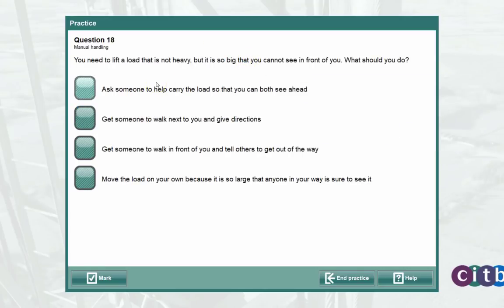You need to lift a load that is not heavy, but it is so big that you cannot see in front of you. What should you do? Ask someone to help carry the load so that you can both see ahead. Get someone to walk next to you and give directions. Get someone to walk in front of you and tell others to get out of the way. Move the load on your own, because it is so large that anyone in your way is sure to see it.